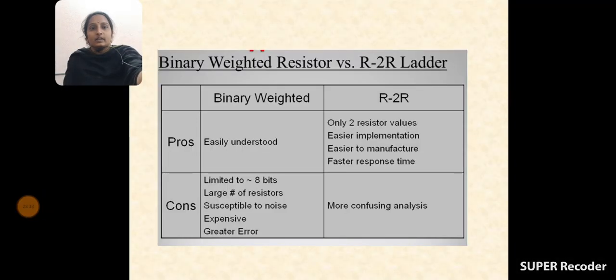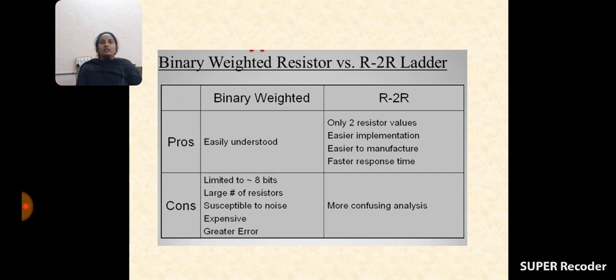Next is the comparison of binary weighted resistor versus R2R ladder network. In the binary weighted resistor, it is easily understood by human beings. But compared to binary weighted, R2R is complicated. Why? Because for the simplification of the circuit, Thevenin's theorem is used.